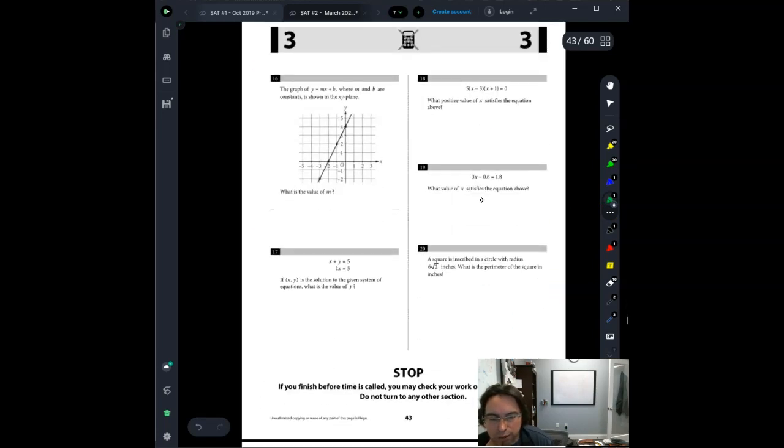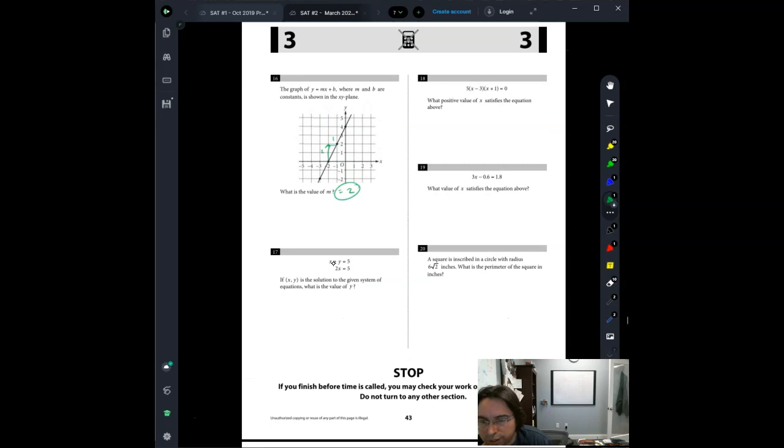Number 16 here says, what is the value of M? So we're just calculating slope here. So we're going to go up 2 and over 1. So we see the slope is 2 here.